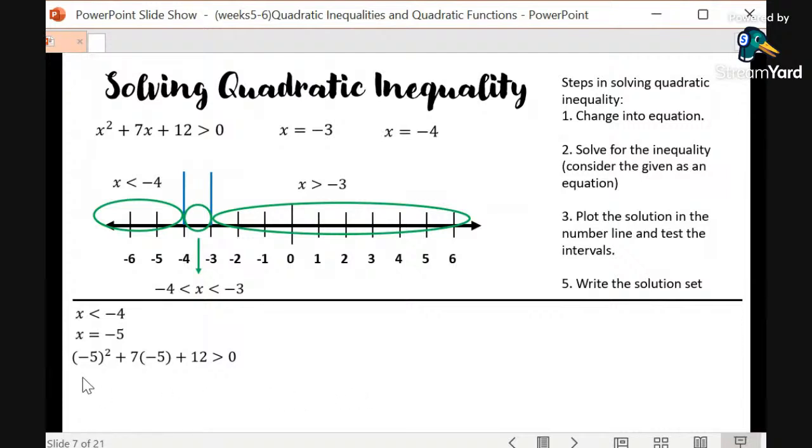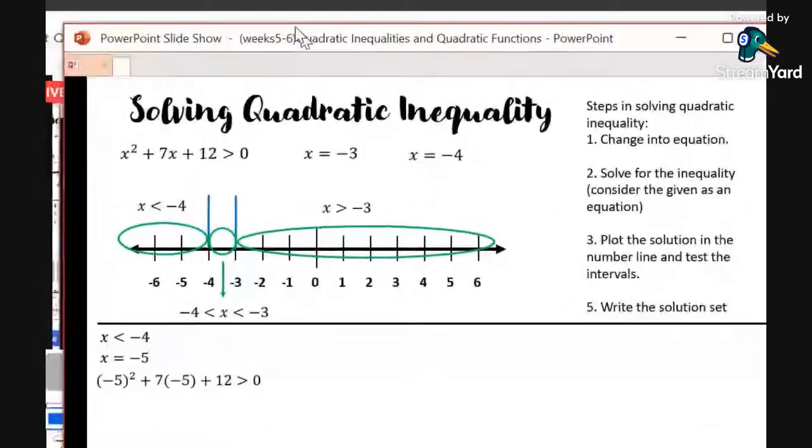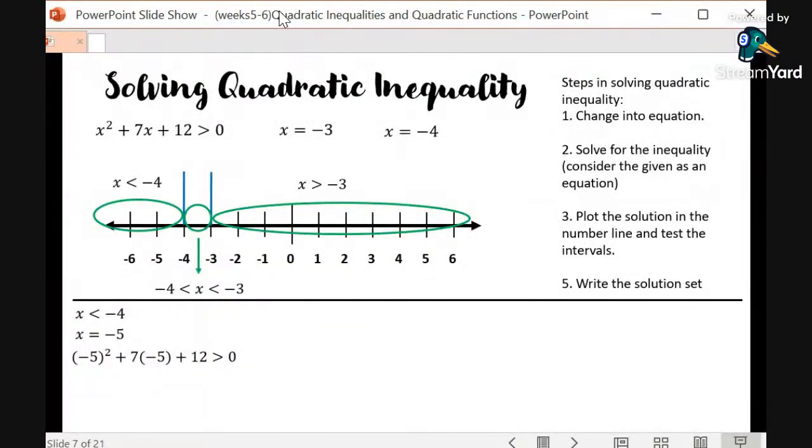So we're going to simplify it one by one. So unahin muna natin yung -5 squared. Ano ba ang -5 squared? So that is the same with -5 times -5. So ano pong sagot doon? What is -5 squared? So again, what is -5 squared?